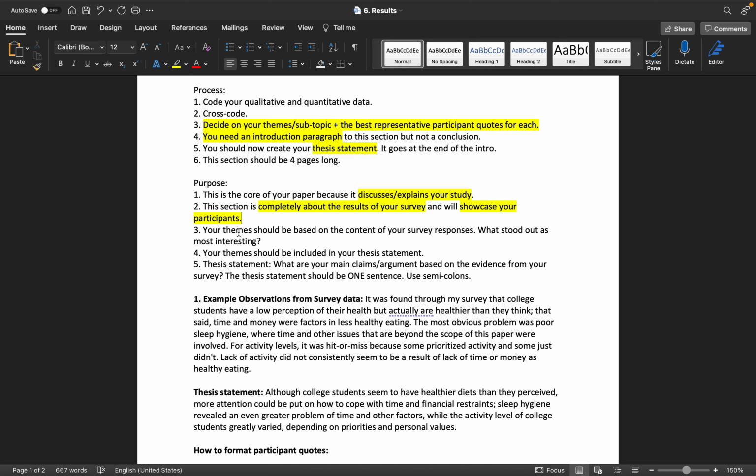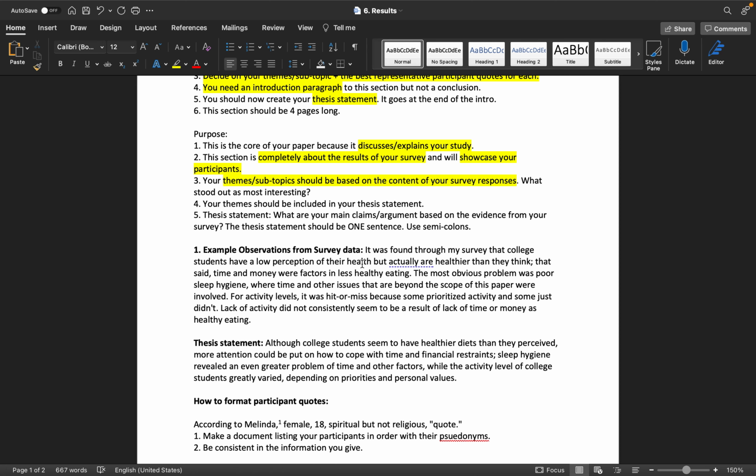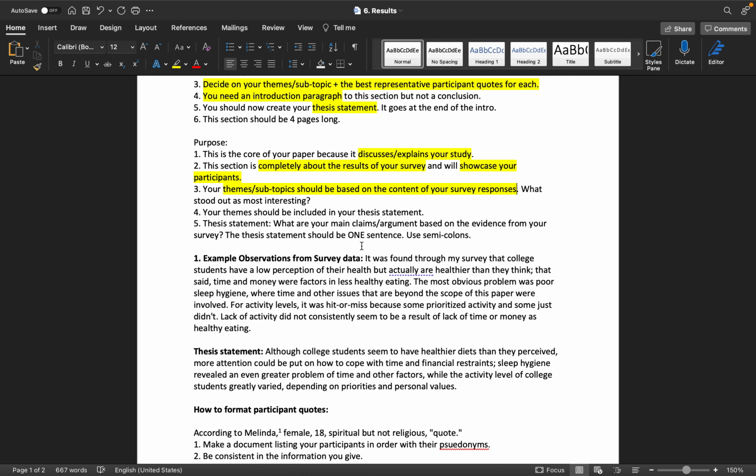The themes or subtopics should be based on the content of your survey responses. You just ask yourself what stands out as the most interesting, and those are your themes. What can you talk about? What 3 or 4 areas can you talk about for a while?